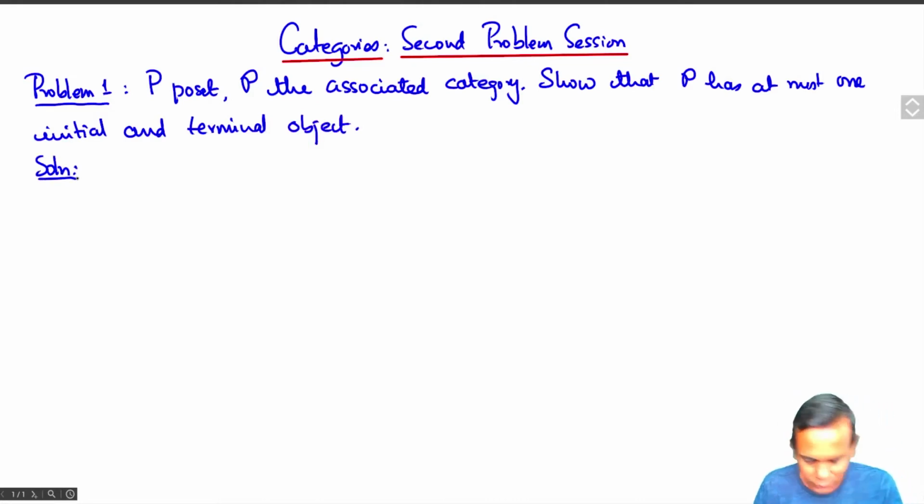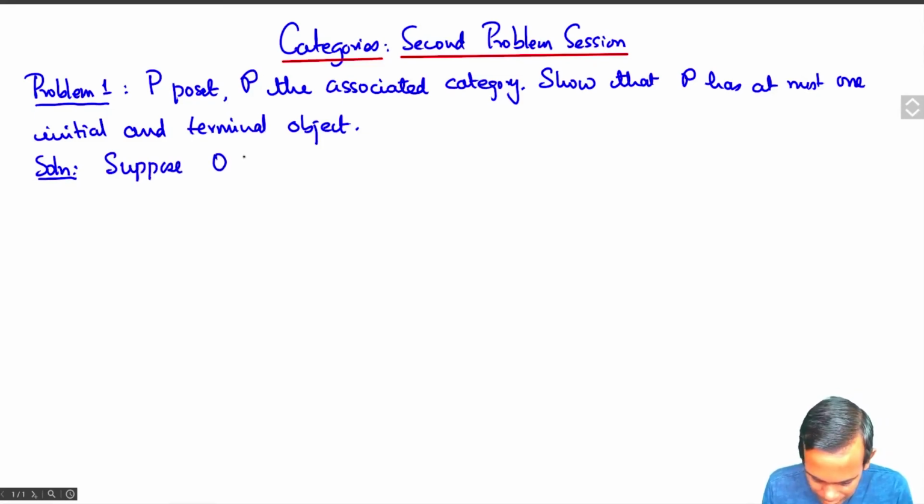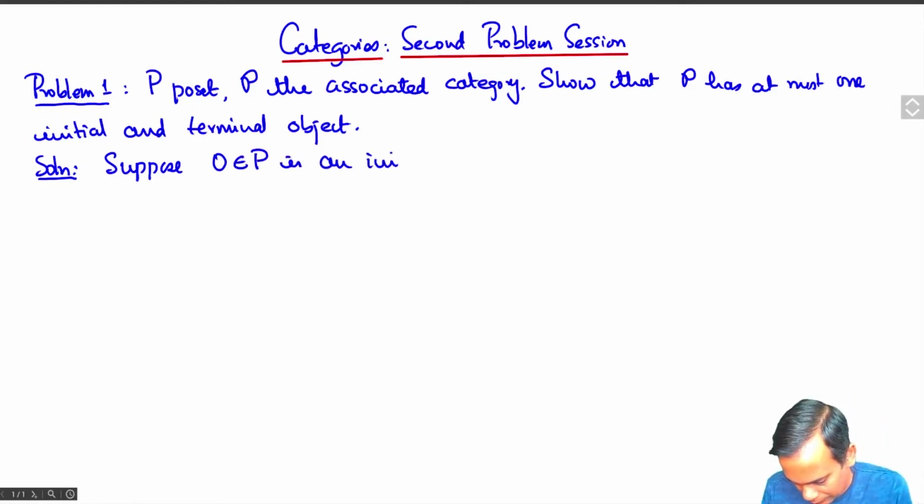So you can pause your video here as you try to solve it. Otherwise, you can watch me solve it. In order to solve this problem, we need to understand what is an initial object in this category script P. So suppose 0 is an initial object of script P, so it's an element of P.